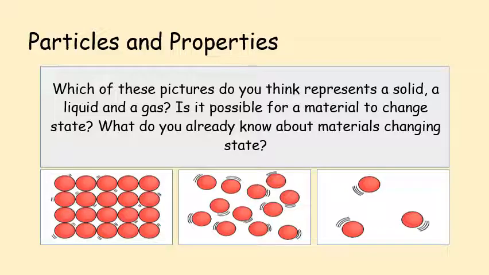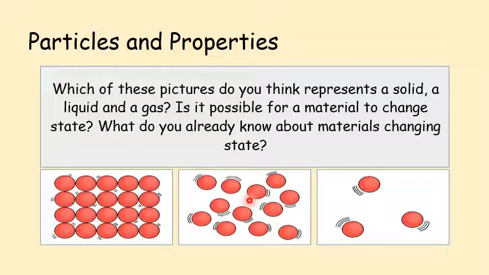Now, also at the end of the last session, I showed you these pictures, and I asked which of these pictures do you think represents a solid, a liquid, and a gas? Is it possible for material to change state? What do you already know about materials changing state? Well, this picture here represents a solid. The particles that make up the solid, remember these are really super small, that can't even be seen with a microscope, and they are vibrating, but they are held in a fixed pattern, a bit like children all sat in a classroom.